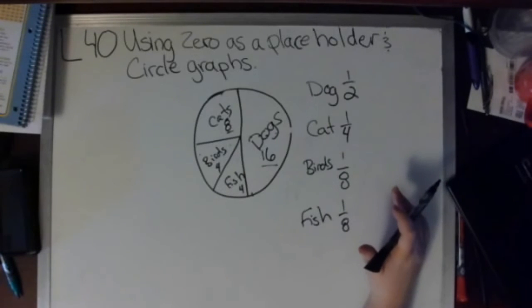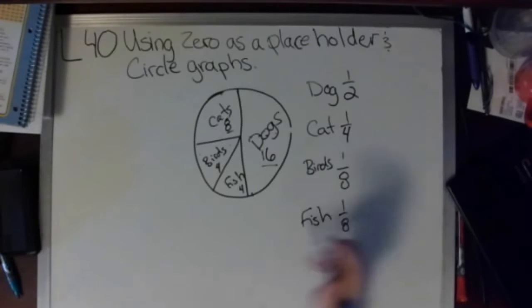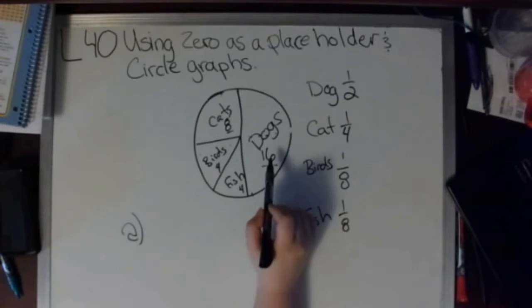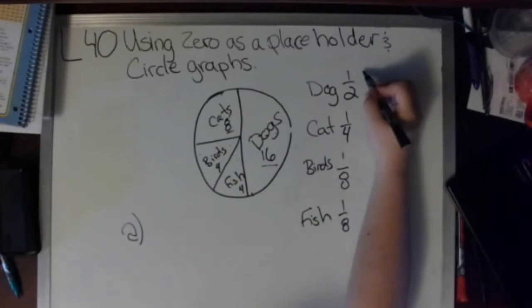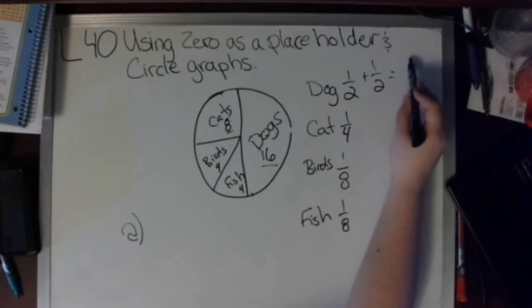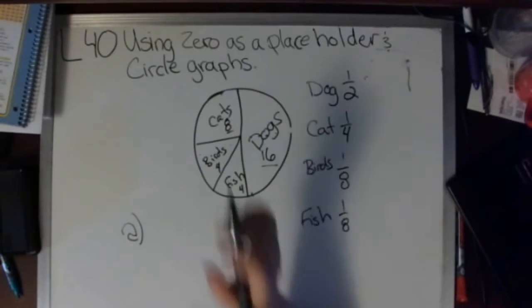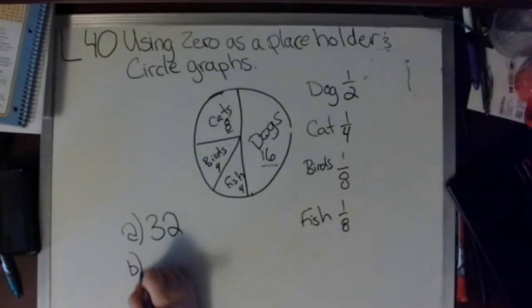Now, we can use those fractions to say different things. So A for this question is, how many pets are represented in the graph? Well, how many pets do we have altogether? We have 16 plus 8 plus 4 plus 4. However, instead of doing that, we already know that 16 is half. And half plus half equals a whole. So all we have to do is 16 plus 16, which is much easier than doing everything else. 16 plus 16 is 32. B says, what fraction of the pets are birds?